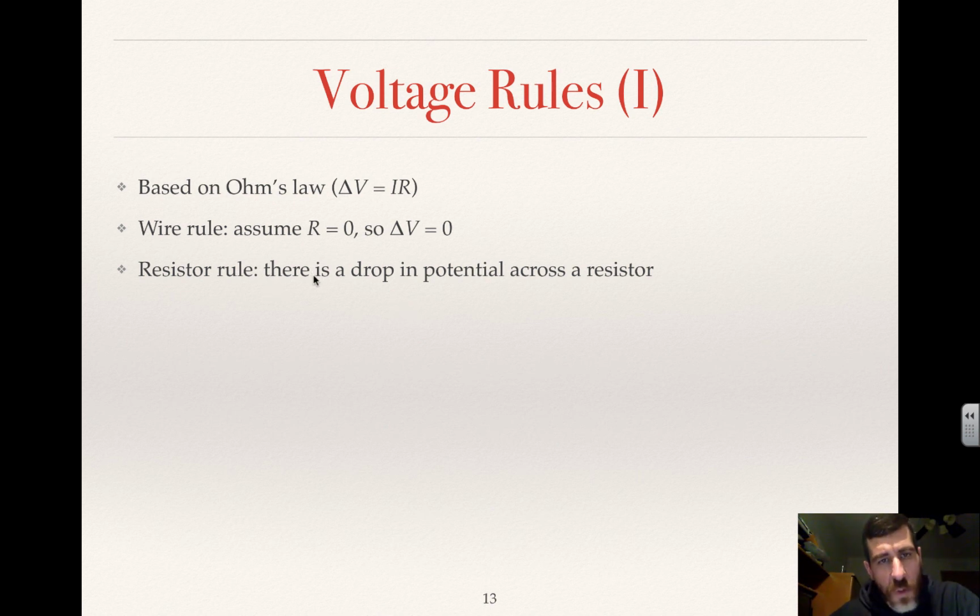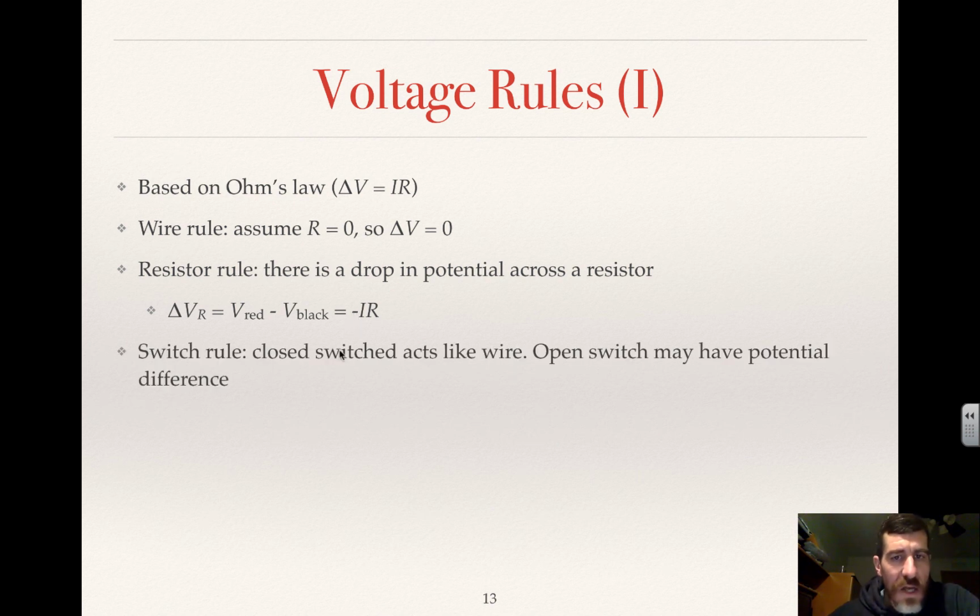For resistors, of course, there is a drop in potential across a resistor, and it's just given by Ohm's law. So the potential difference across a resistor, again, is going to be minus I times R. The negative sign means you're losing potential through the resistor. Closed switches just act like wires, so there's no potential drop. But if you have an open switch, there could be a potential difference between the terminals on your switch.